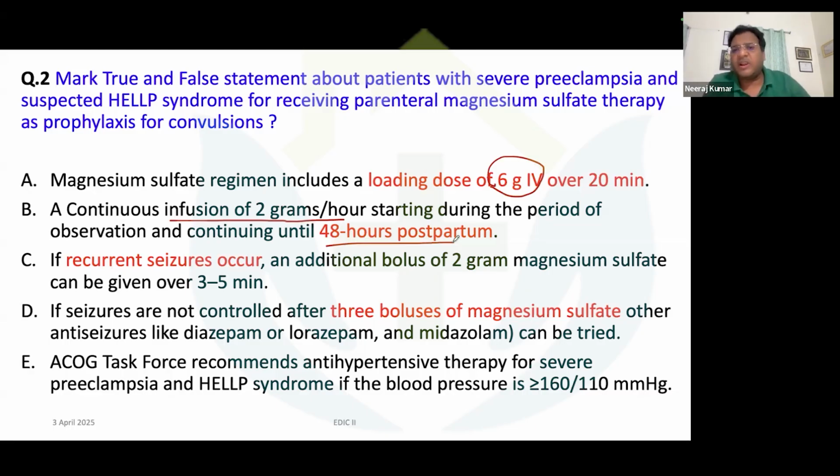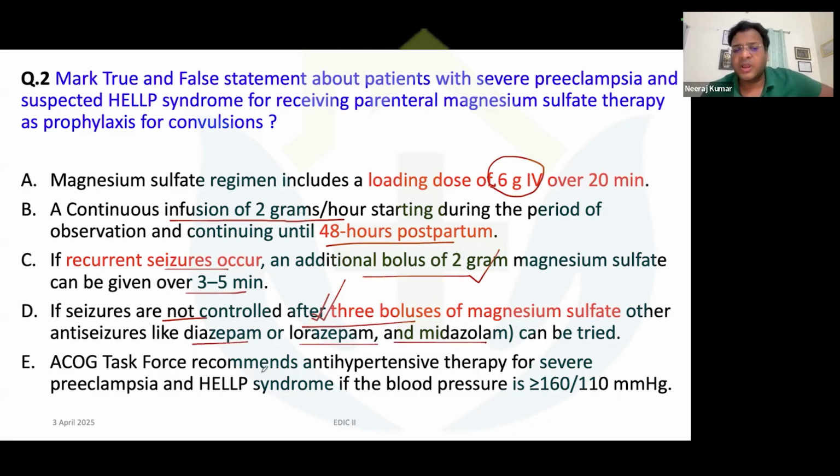Basically, it is a question related to abrupting the convulsions in a patient with severe preeclampsia, and she is also having suspected HELP. So two situations are there, and you have to give this parenteral magnesium therapy as a prophylaxis for convulsion. Now, the third option: if these patients develop recurrent seizure, you can give an additional 2 grams of magnesium sulfate over 3 to 5 minutes. And if the seizure is still not controlled by these additional doses, you can give 3 boluses maximum. So this option says almost 3 boluses of magnesium sulfate, after which you can opt for benzodiazepines like diazepam, lorazepam, and midazolam.